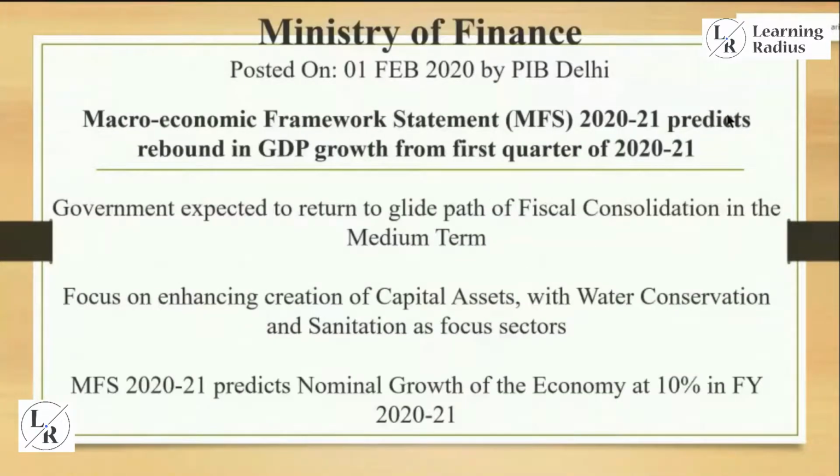Why? Because there was a post in February 2020, on 1st February 2020 by PIB, by the Ministry of Finance, and it was like this: macroeconomic framework statement, MFS, 2020-2021 predicts rebound in GDP growth from the first quarter of 2020-2021. What is the basic work of an aspirant when he gets a detail from the Ministry of Finance in connection with the macroeconomic framework statement?